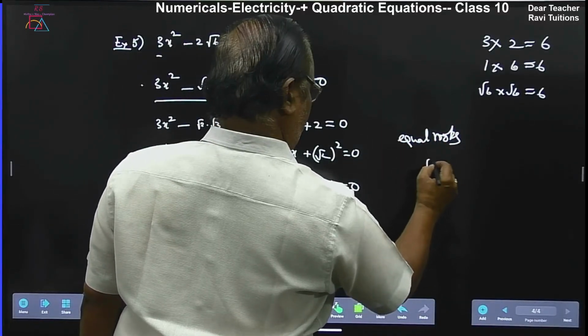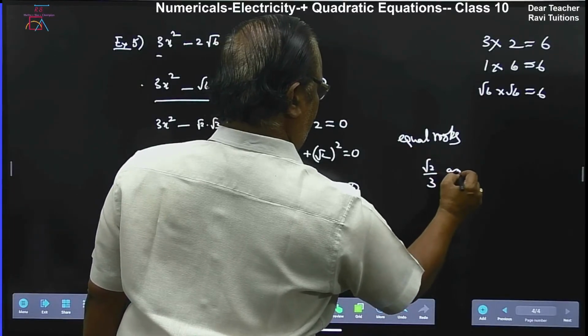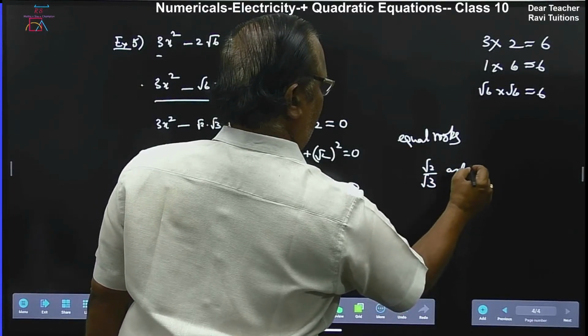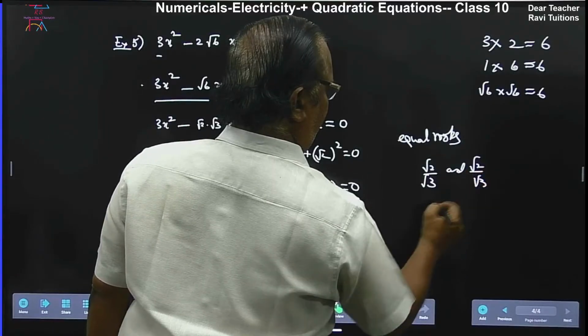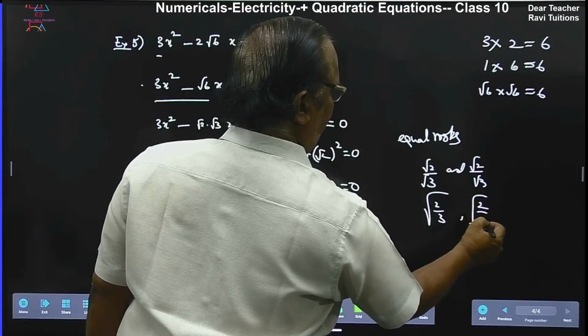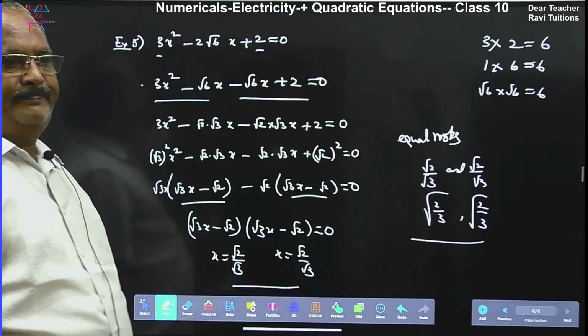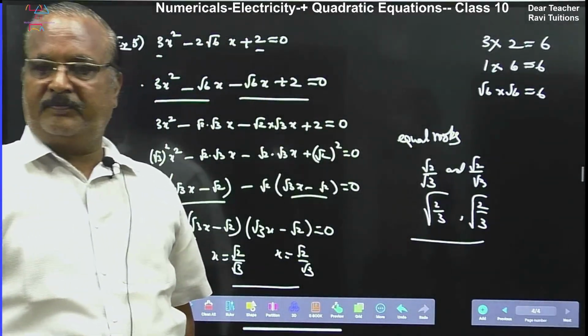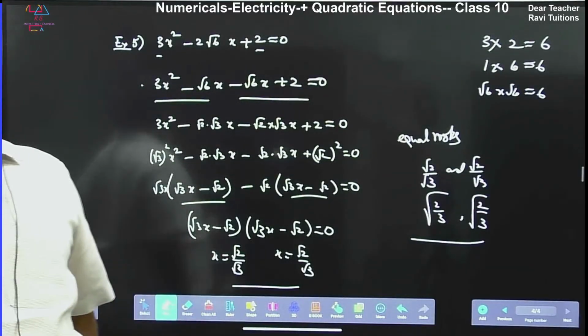Or root 2 by 3 and root 2 by 3. You can write like this also. Okay. I hope this is fine.